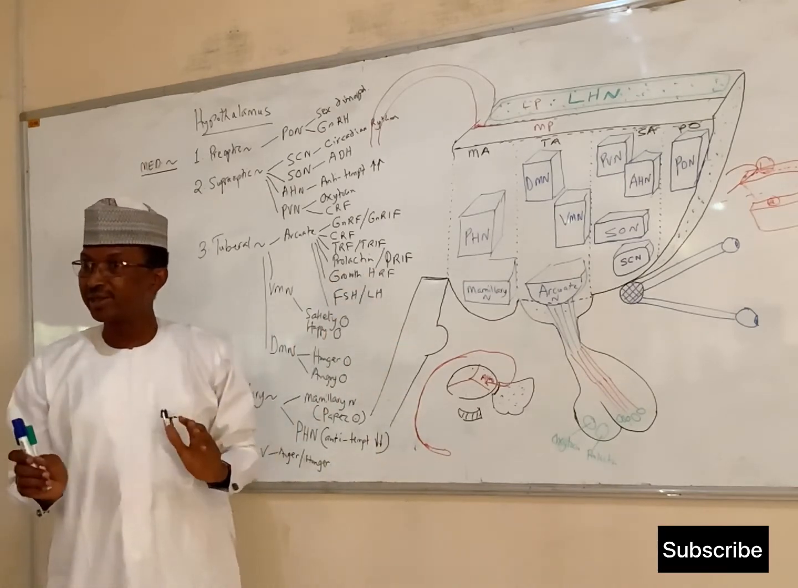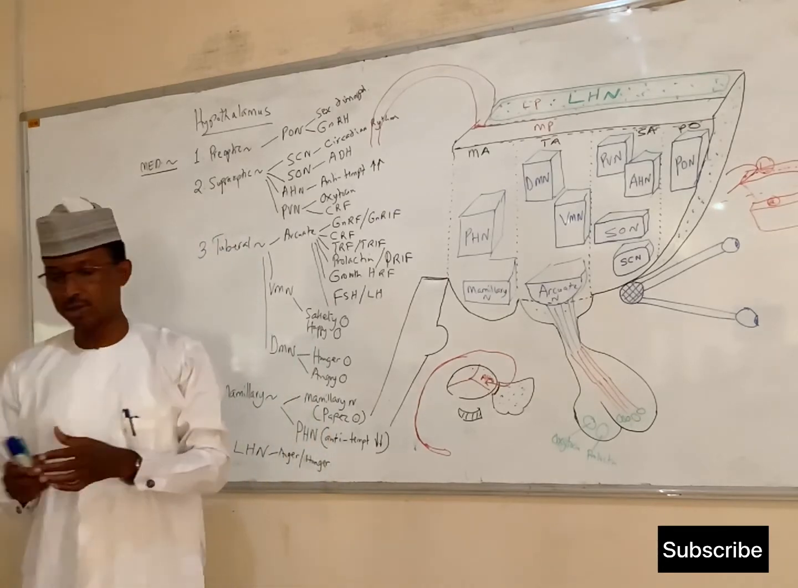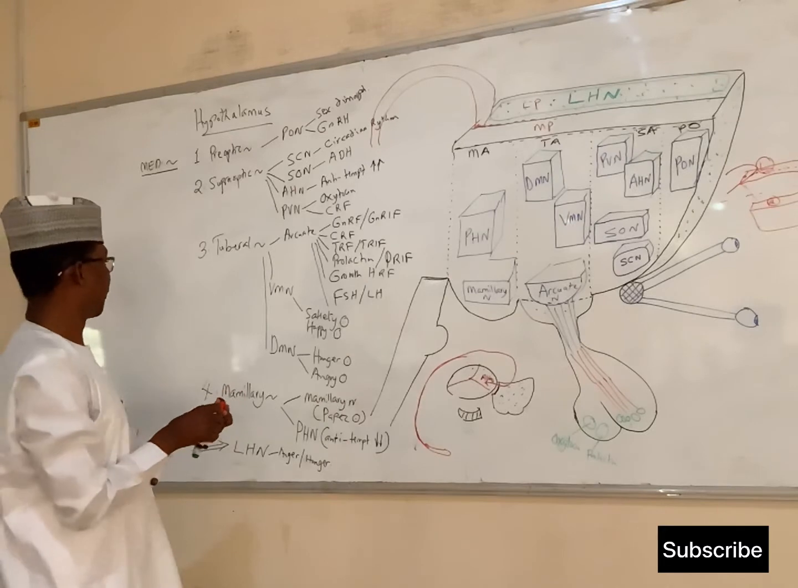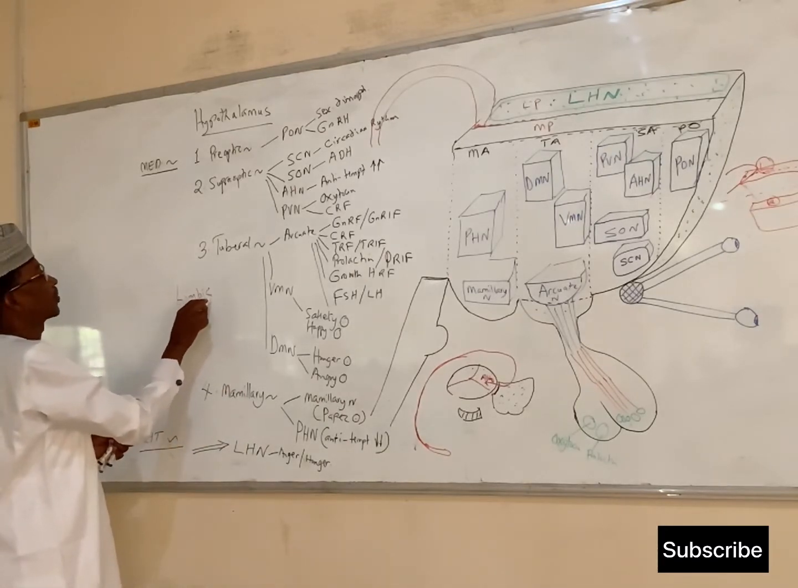In summary, hypothalamus has 3 major functions. What are these functions? The first function is what we call limbic function.